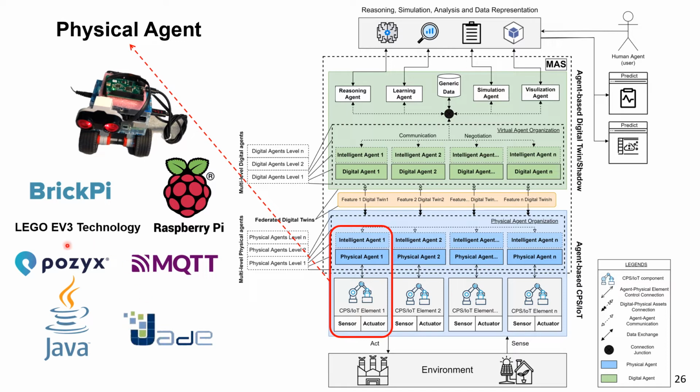Basically those are the technologies that have been used to deploy and integrate the agent with the cyber-physical system. We have used the Jade platform to design and develop agents, and of course Java, and we have used hardware components such as Raspberry Pi and BrickPi to build the robot, and the Lego technology. And of course we have another physical component which is used for localization and navigation, ultra wideband, which communicates through the MQTT protocol.